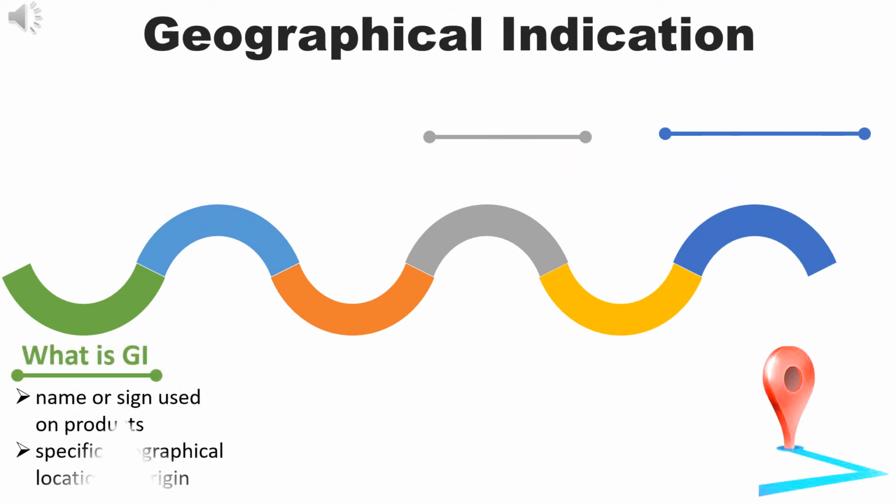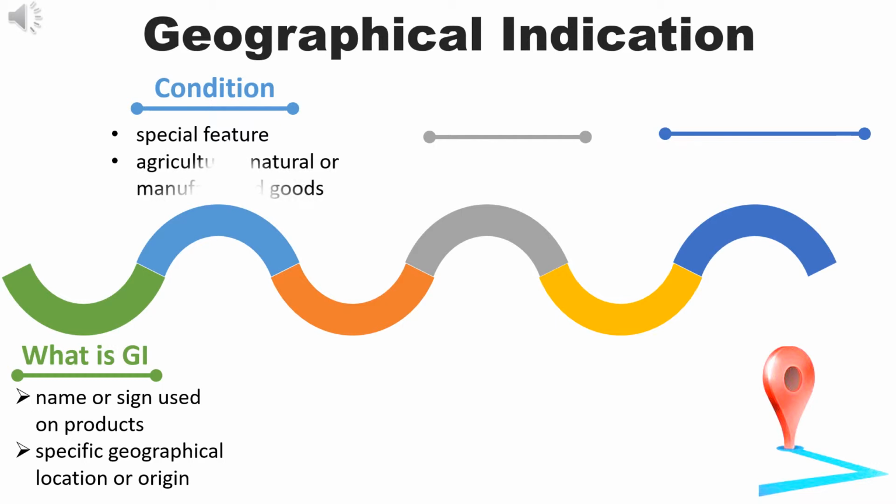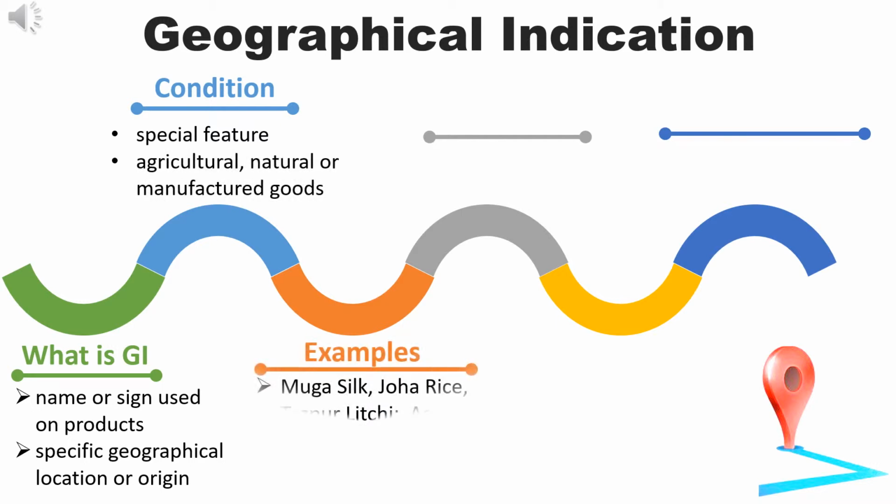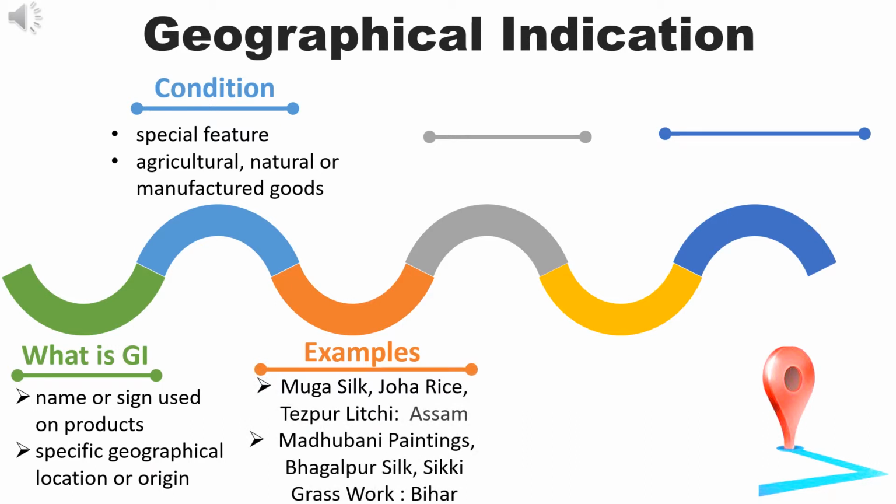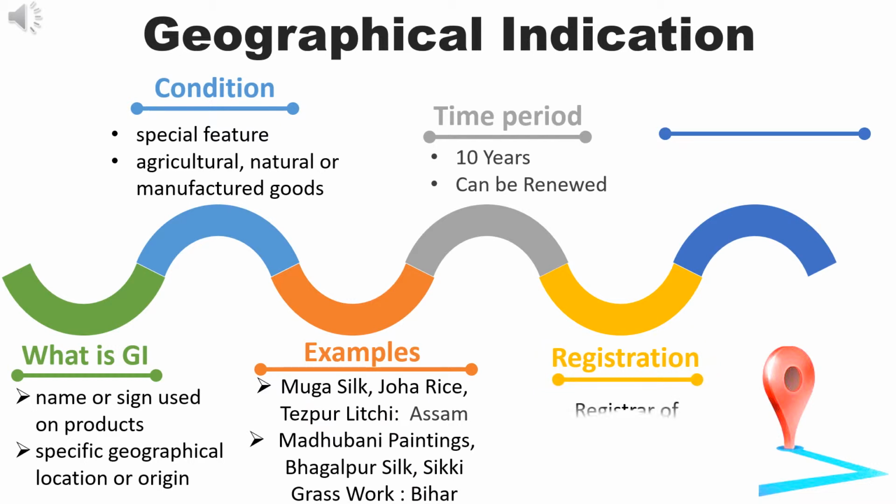Now we will talk about GI, shortly known as geographical indications. A geographical indication is a name or sign used on product which corresponds to a specific geographical location or origin. The condition to be met is that the product must have a special characteristics which is present due to its geographical location. A single unique characteristics linked to its geographical origin is sufficient, be it a quality or other characteristics of the product or only its reputation.